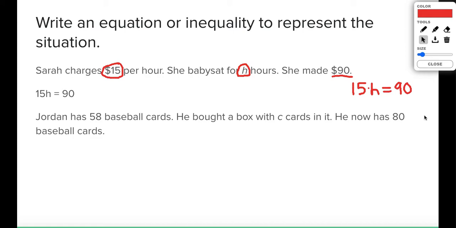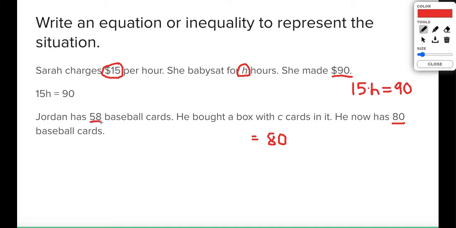Jordan has 58 baseball cards. He bought a box with C cards in it. He now has 80 baseball cards. Okay, I see that Jordan has a total of 80 baseball cards that he ended with. I did not see any phrases like more than, less than, so I know I'm going to use an equal sign here. Let's think about the situation that's happening.